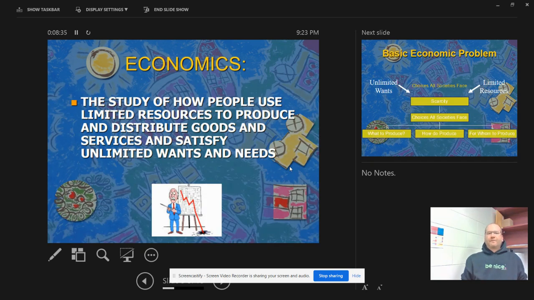Okay, so back on the notes, there's that blank there. Economics, the study of how people use limited resources to produce and distribute goods and services and satisfy unlimited wants and needs.